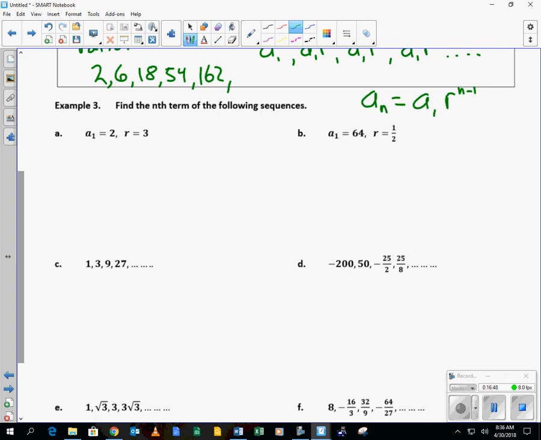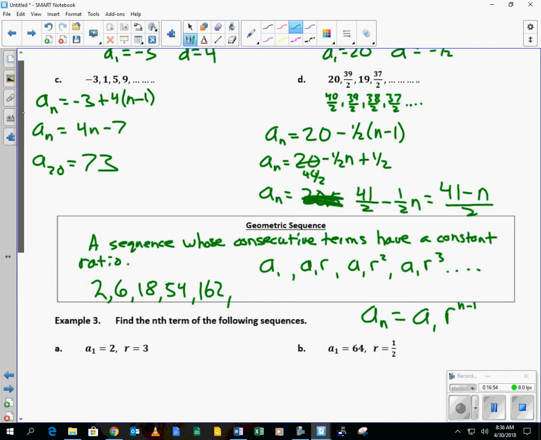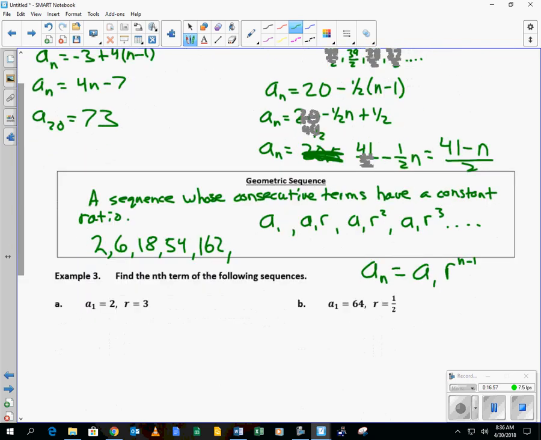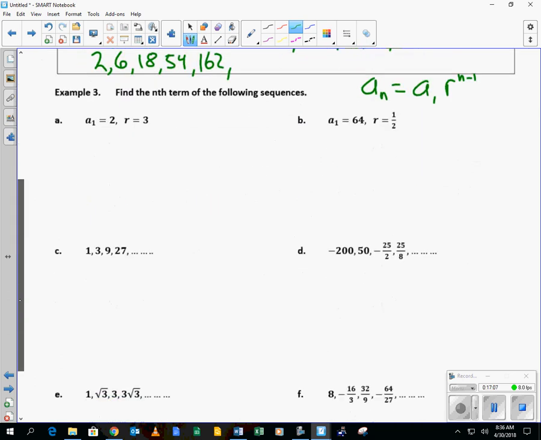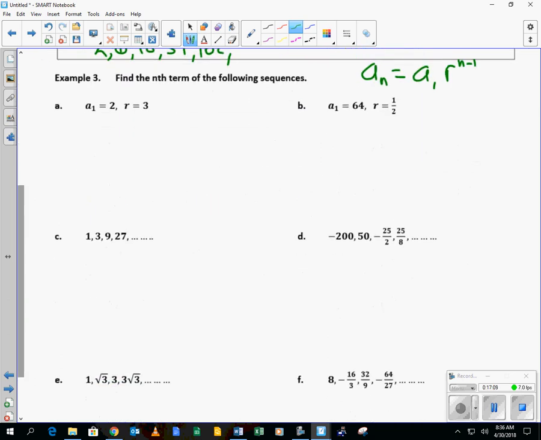It says find the nth term of the following sequences. It doesn't say to find the 20th term, which it looks like I forgot to do for that top one. We sure could find the 20th term. What's 41 minus 20? 21 divided by 2. So we get 21 over 2 is going to be the a sub 20 term. So my bad for not following through with that, but I think we get it.